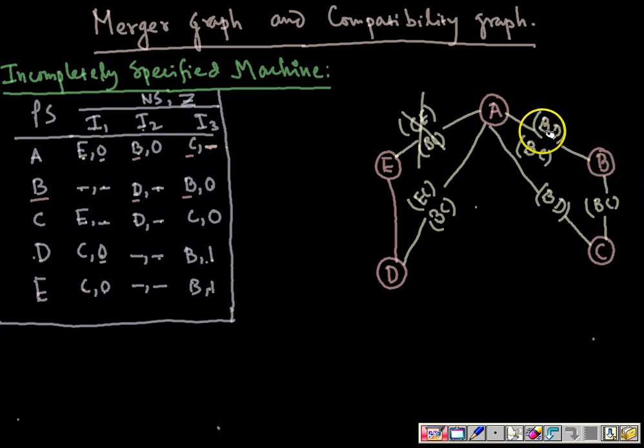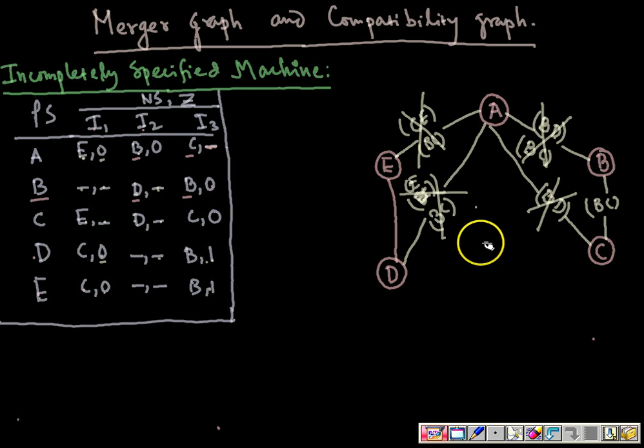Again, AB is compatible if BD is compatible. Now BD, there is no arc between B and D, so this compatibility does not hold. Again, AC is compatible only if BD is compatible. Since BD is not compatible, there is no arc between B and D, so this arc should be crossed off. Now A and D is compatible only if, it should be written as CE, I'm sorry. A and D is compatible only if CE and BC are compatible. Now BC is compatible, CE is not, so this is not compatible.